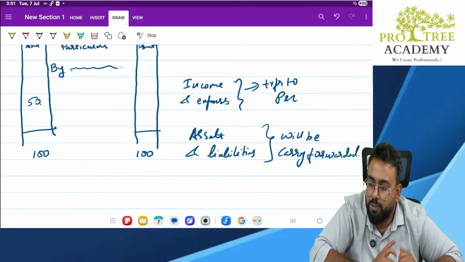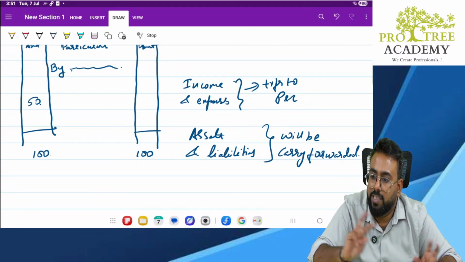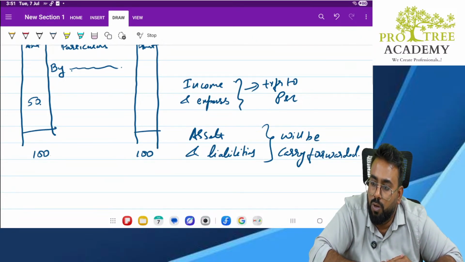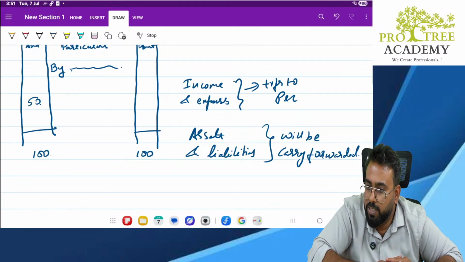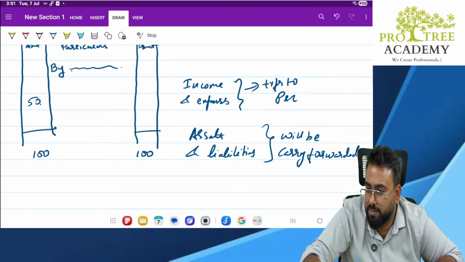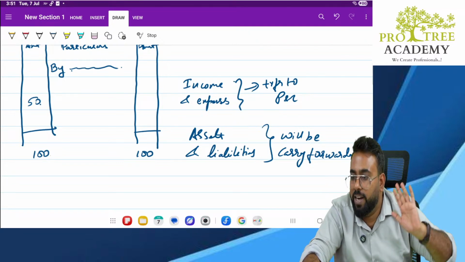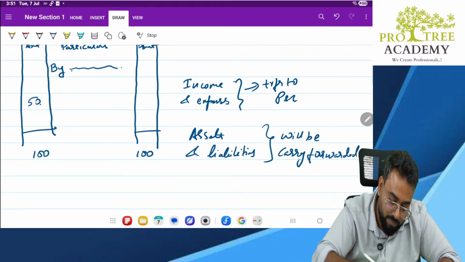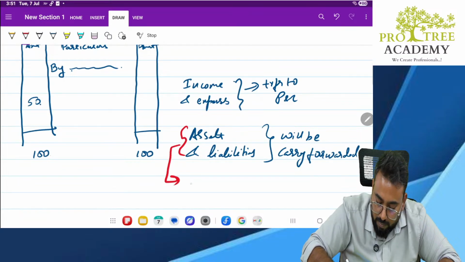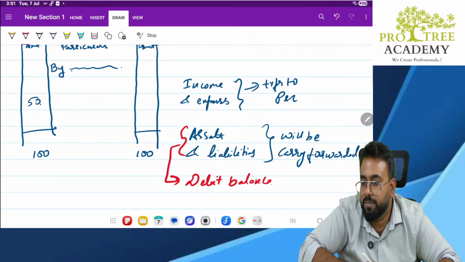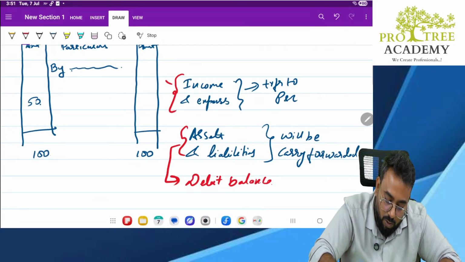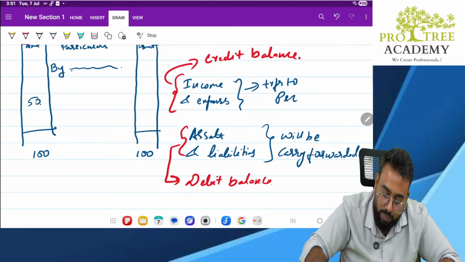So income and expense will be transferred to P&L, assets and liabilities will be carried forward. Now next question, important question. Sir, you said there will always be imbalance, no sir? Correct. So what type of balance will always be there? One side balance usually will be higher. For assets and for expenses, it will always have a debit balance. For income and liabilities, it will always have a credit balance. Sir, can you please explain with an example?